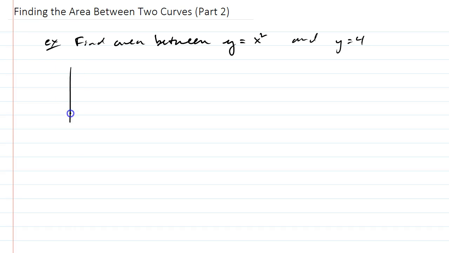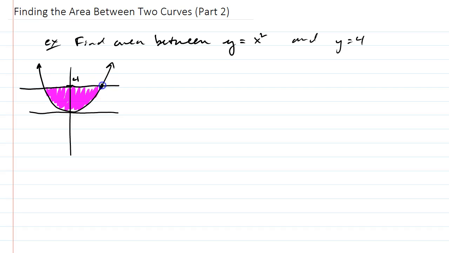Okay, so this one's easy enough where we can graph kind of a sketch of what it looks like and figure out where these graphs are crossing. Y equals x squared is a parabola like this. Y equals 4, let's just imagine this is 4. It would just be a straight line across. And so you can see that the area we're interested in is going to be just right there.